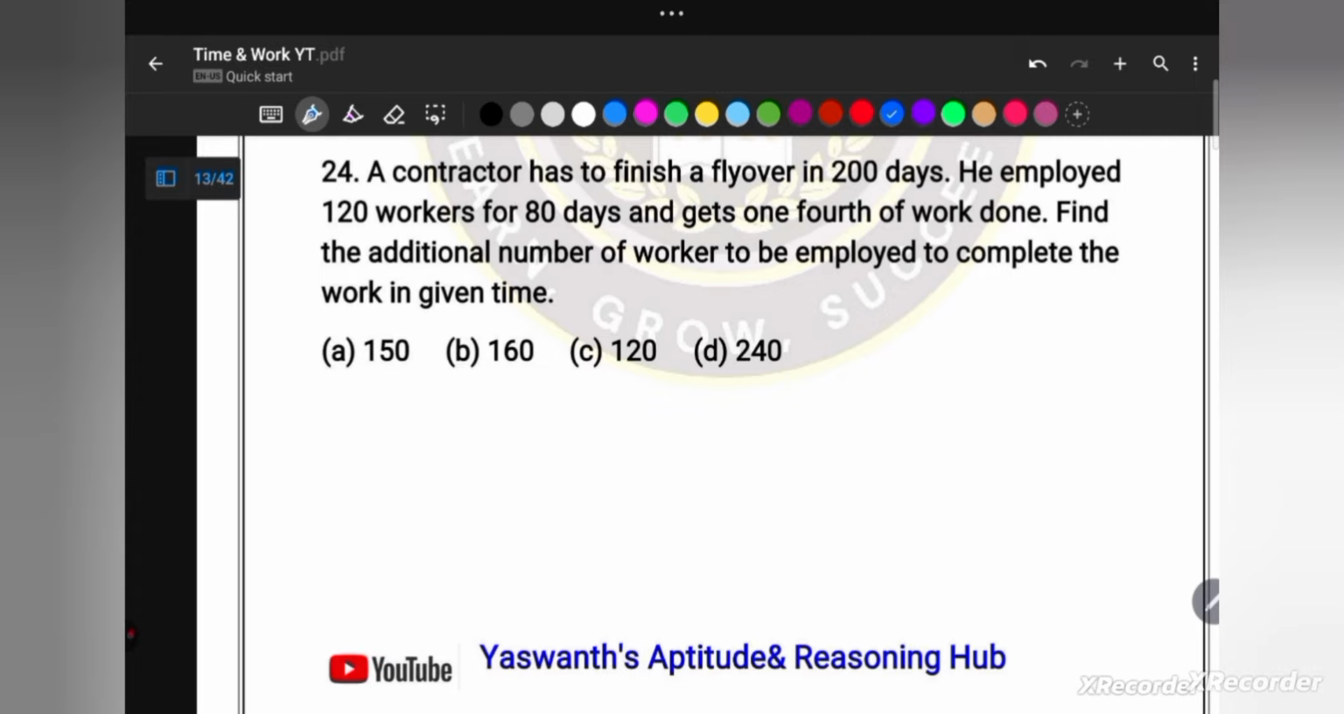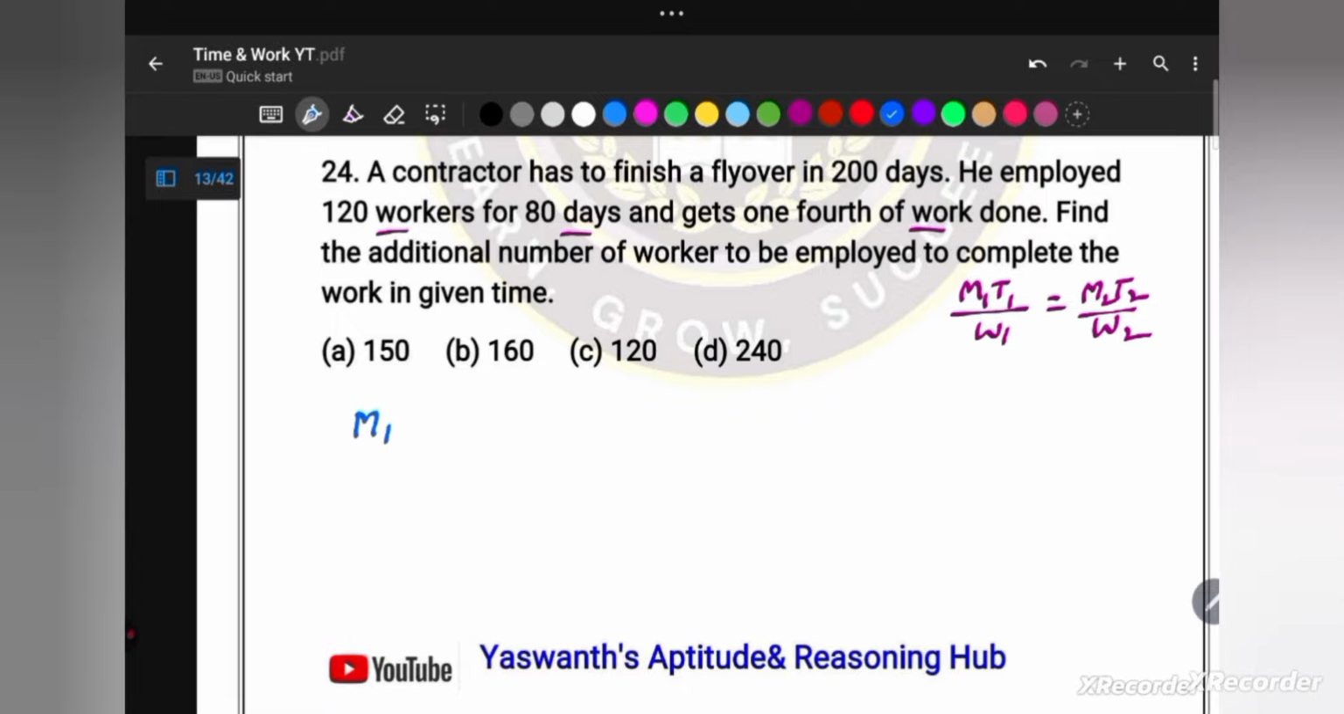A contractor has to finish a flyover in 200 days. He employed 120 workers for 80 days and gets 1/4 of the work done. Here the variables are the manpower, time, and the work. How are they related? We know that mt by w. Comparing two scenarios, right? So m1 t1 by w1 equals m2 t2 by w2.